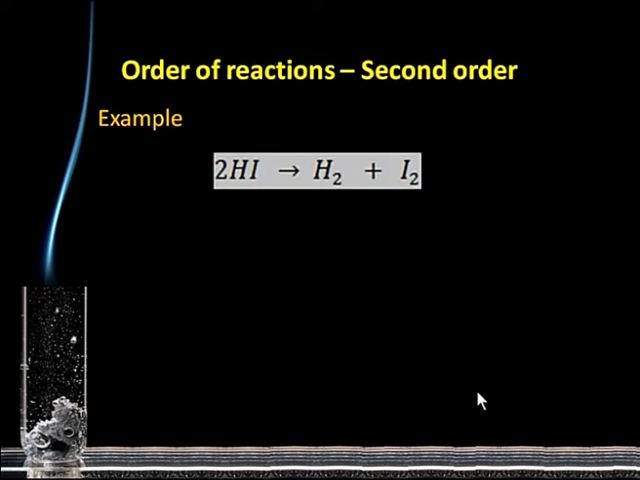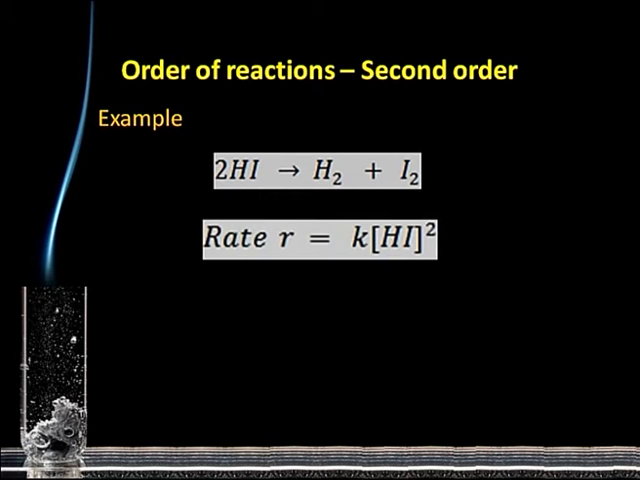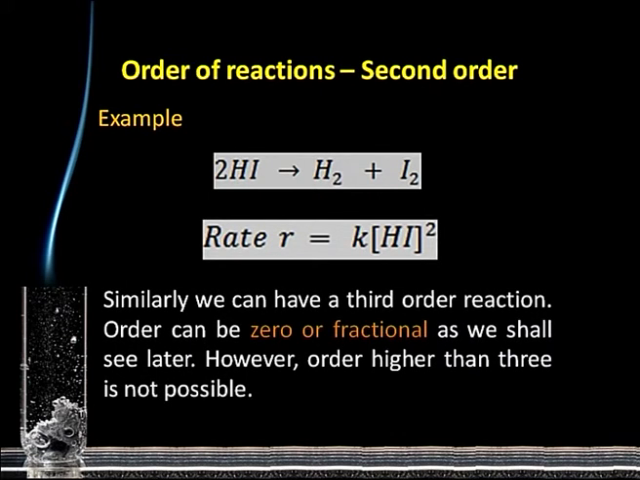Now an example, 2HI giving you H2 plus I2, and rate is given by k, that is the rate constant, into concentration of HI raised to 2. Order of reaction therefore is 2 in this case. Similar to this, we can write equations for third order reactions, but order of reaction can be 0 as well as fractional, as we shall see later. However, order higher than 3 is not possible.